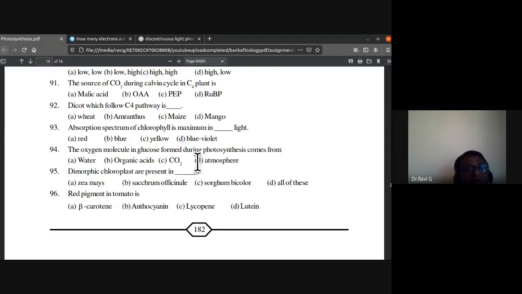So the oxygen molecule in glucose formed during photosynthesis, does it come from water or organic acids? This is easy. Where does this oxygen molecule in glucose come from? It is asking about glucose, it is not photolysis of water. So where is it coming from? Is it carbon dioxide, water, organic acid, or atmosphere? So the 94th question, the answer is carbon dioxide. 94th, it is C, carbon dioxide.